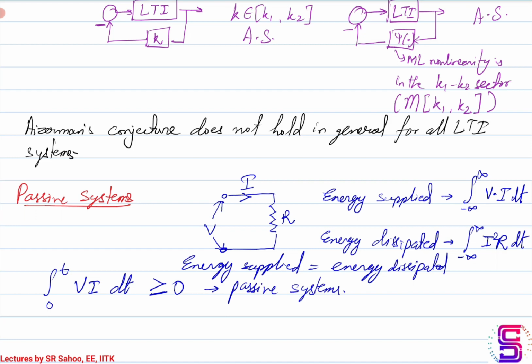The amount of energy supplied to the system is positive. So the energy supplied is energy dissipated, and the energy supplied over the entire time interval is minus to infinity, and over a certain time interval 0 to t is the integration from 0 to t of vi dt. Okay, and this energy supplied to the system is essentially positive. So in passive systems, the energy supplied to the system over any interval of time is positive.